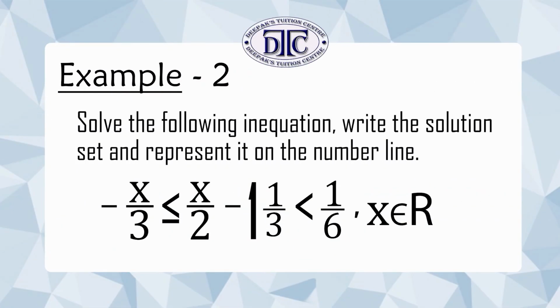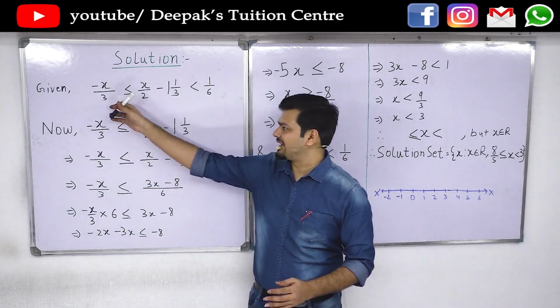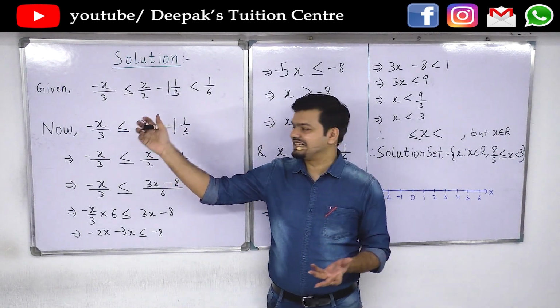Solve the following inequation. Write the solution set and represent it on the number line. Minus x by 3 is less than or equal to x by 2 minus 1 by 3 is less than 1 by 6, where x belongs to capital R, that is, the set of all real numbers. Same as before, the data has been copied. The data is very little in these types of sums.